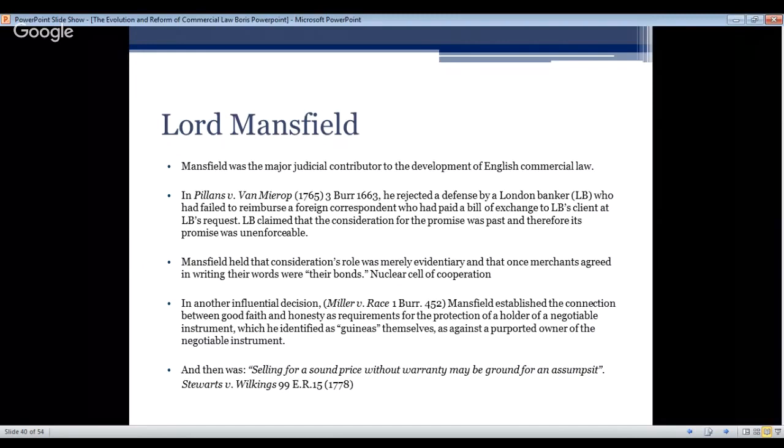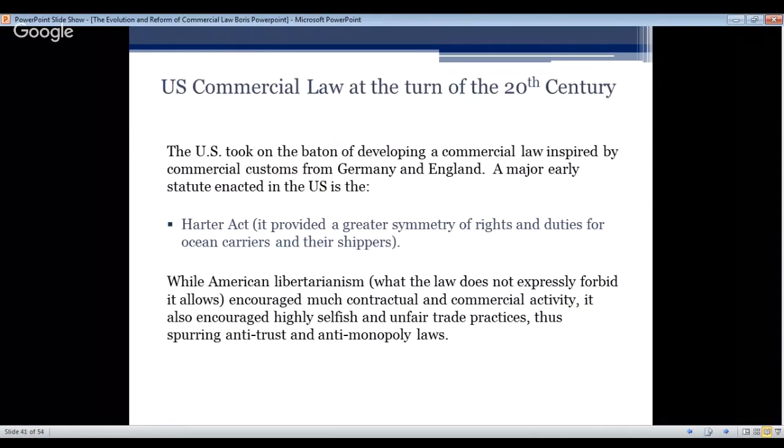And then you have a number of great decisions by one of the greatest commercial judges of all time, Lord Mansfield. An example is Pillans v. Van Mierop, in which a London banker had sent a bill of exchange to a Dutch banker and asked him to pay a client of the London banker there who had given money to the London banker to issue that bill of exchange. The Dutch banker did pay on that bill of exchange, and later, when he tried to recover the monies from his correspondent bank in England, the correspondent bank came up with the defense that whatever he received from the London banker was, quote, past consideration, and the law of consideration requires that it be present consideration, for that particular transaction at that time.